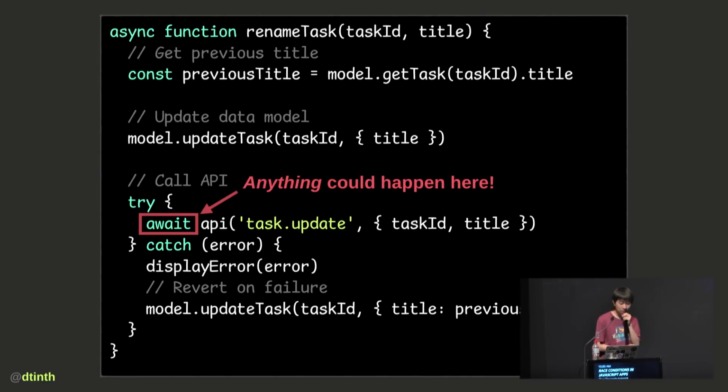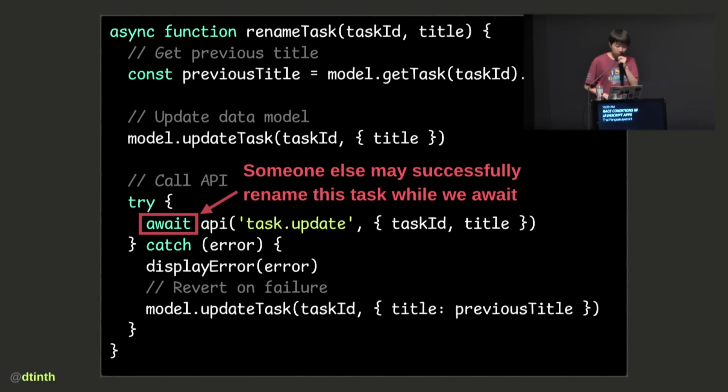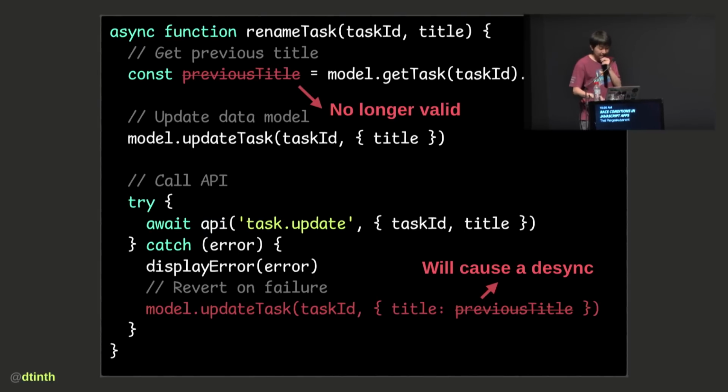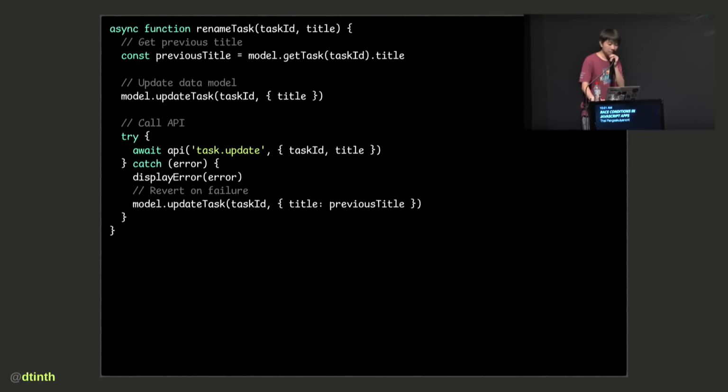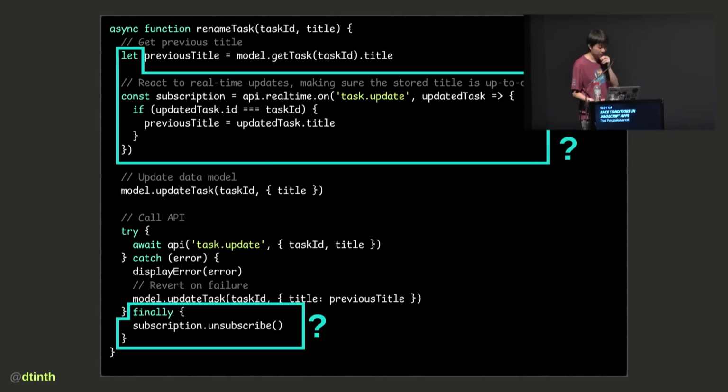As we learned from our first story, you see an await, and anything could happen here, especially in a real-time app. So, for example, someone may successfully update this task while we are awaiting here, and that means the previous title that we stored will no longer be valid, and we cannot use it anymore. So, the more edge cases we try to solve, the more they seem to come up.